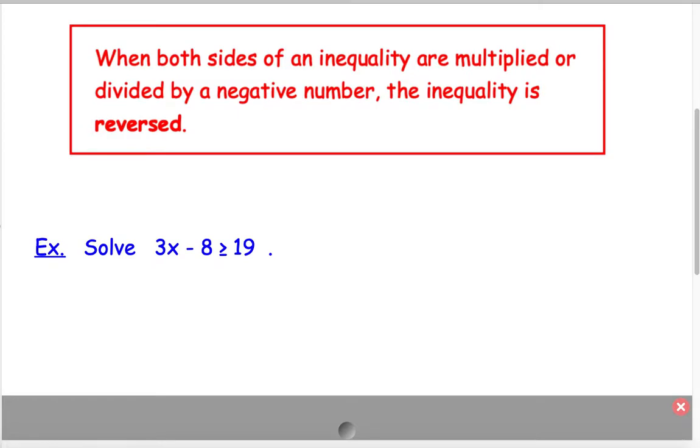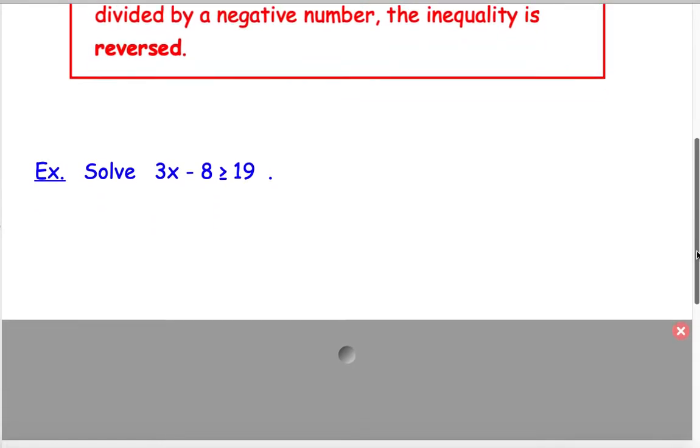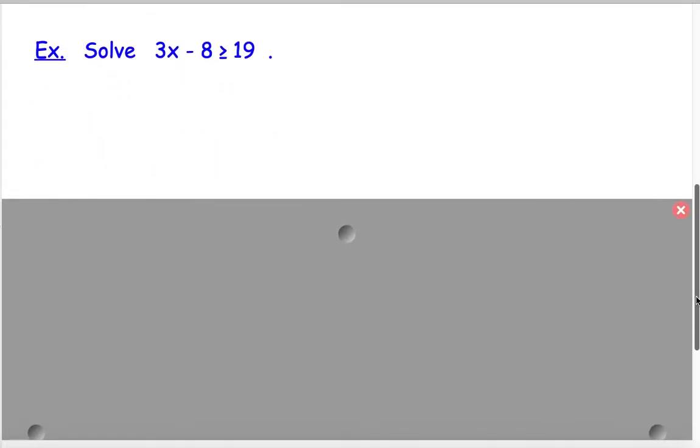All right, just like we spent all that time solving equations, the same process is going to apply here. We want to isolate x or get x by itself, which means we need to get rid of the minus 8 and we need to get rid of the times 3. We usually start furthest away from the variable, so let's undo the minus 8 by adding 8 to both sides. Adding 8 to both sides does not change the inequality.